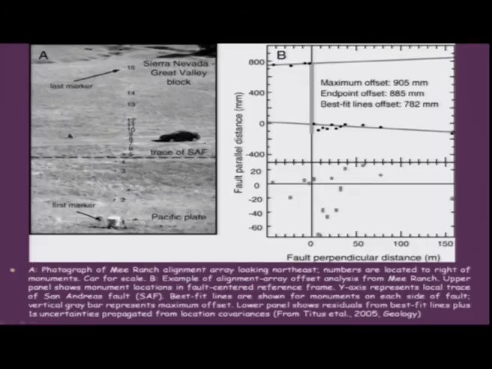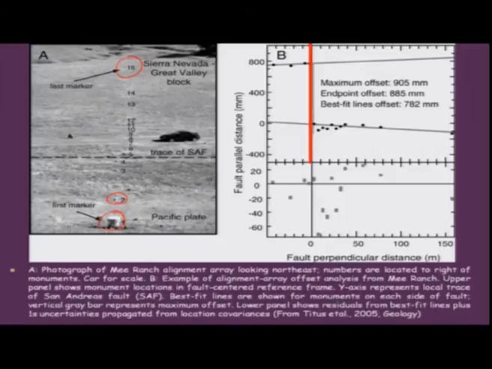Again, here is an example from the San Andreas fault system, where across the fault line they put several GPS stations. You can see these GPS stations here. What they wanted to measure was how much displacement there is close to the fault and how much away from the fault. This photograph shows the alignment of the array looking northwest, and it shows the locations of the GPS stations, and you can understand the scale from the distance shown here.